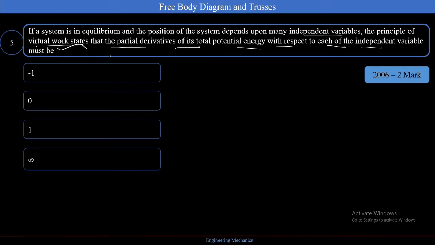Suppose I have a system like this, say this is my system. There is one force in this direction and a force in this direction, and they are in equilibrium. I mean the body is at rest. I can say F1 is equal to F2, right? And it has many independent variables, the partial derivative of its total potential energy and anything.